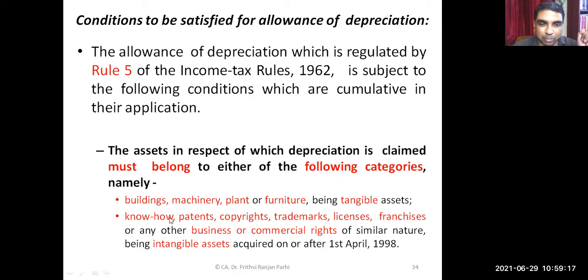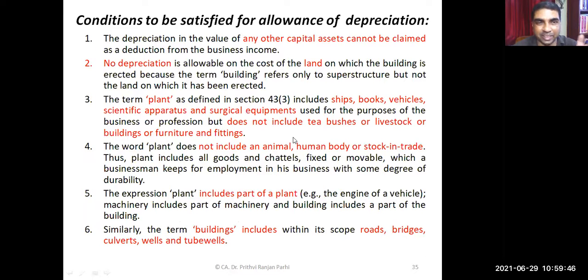And know-how, patents, copyright, trademark, licenses, franchise, and other business or commercial rights of similar nature, being intangible assets acquired on or after 1st April 1998. Prior to that, if it is acquired, depreciation is not allowed. But in case it is acquired on or after 1st April 1998, the depreciation is also allowed on these intangible assets. So, 2 groups of assets: one is tangible, second is intangible assets, on which depreciation can be charged.